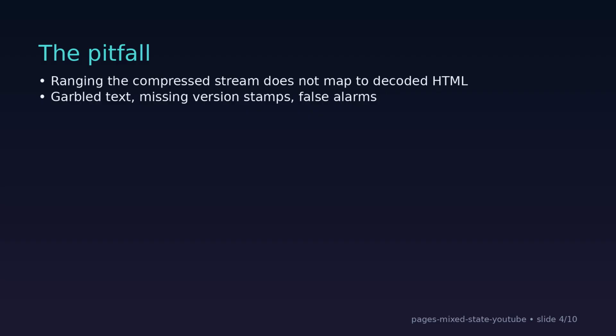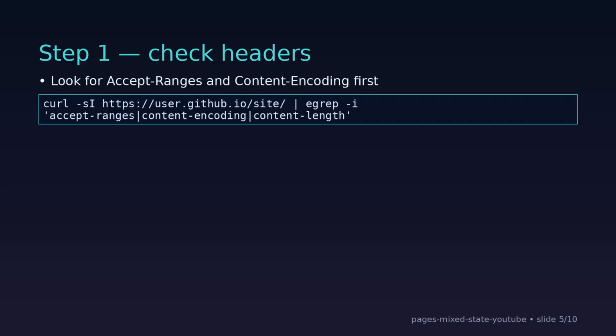Step 2. Force identity so you are ranging the plain bytes. Same probe, but with an explicit header. curl -H 'Accept-Encoding: identity' -I https://user.github.io/site/ | egrep 'Accept-Ranges|Content-Encoding|Content-Length'. If the encoding disappears or shows identity, you know the server honored the request and you can range readable bytes.